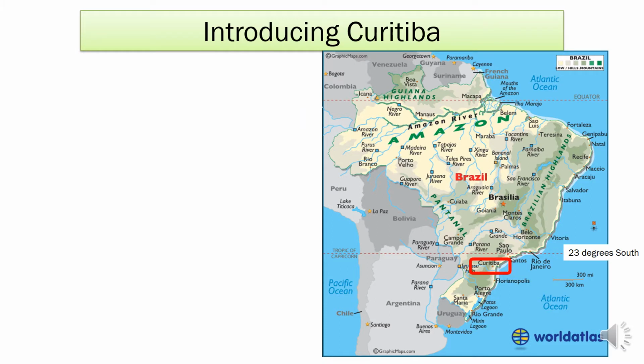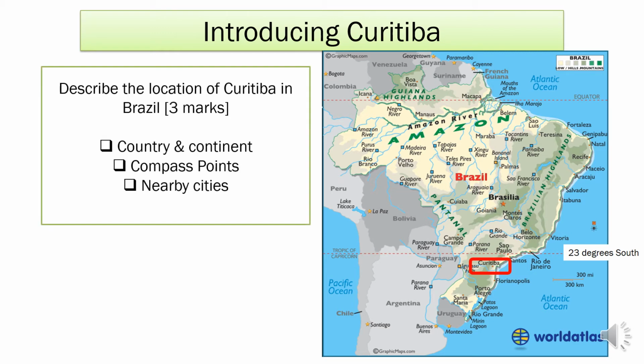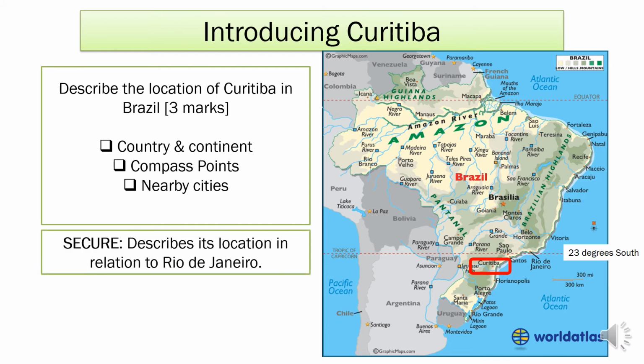I want to introduce you to a city that is putting a lot of things in place to become sustainable, and this is Curitiba, a city within Brazil. For developing, I would like you to describe the location of Curitiba using the first box here with those 3 bullet points. Secure, set 4 and above, I'd like you to describe its location in relation to Rio de Janeiro.